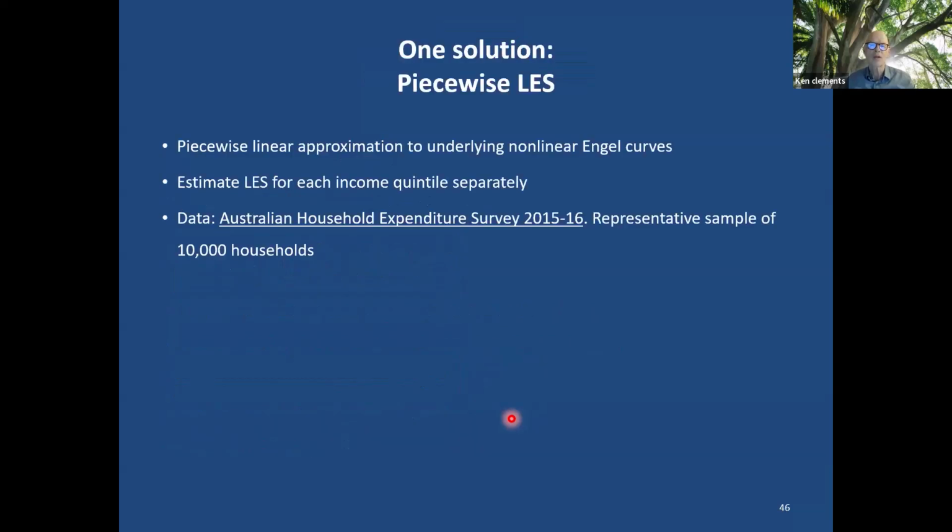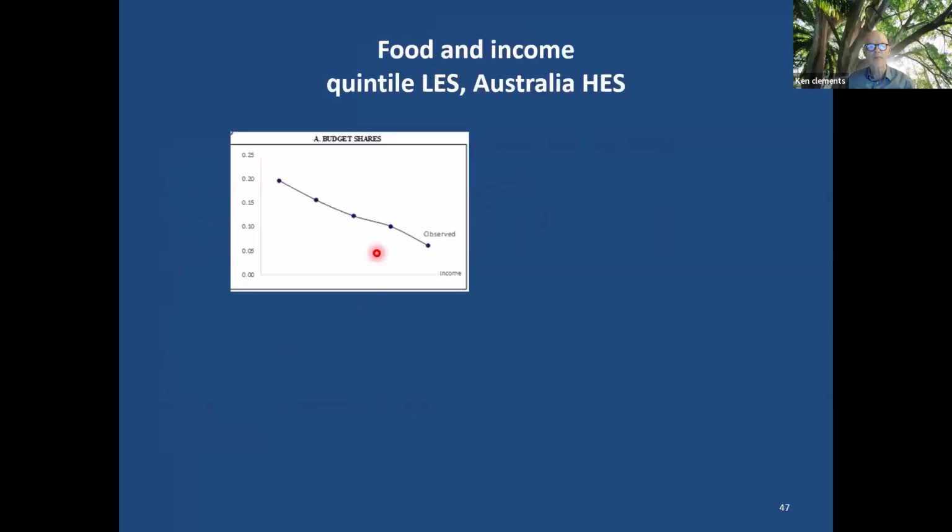One solution that we've used is piecewise LES, so that we have a separate LES demand system for each income quartile using HES from Australia, the Australian Household Expenditure Survey. And here are the quintiles for the budget share of food, with income on the horizontal axis and food budget share on the vertical.